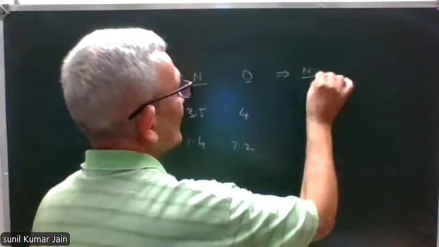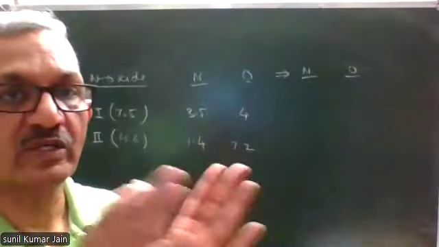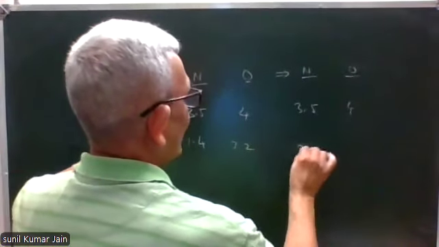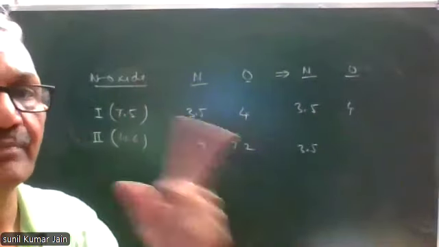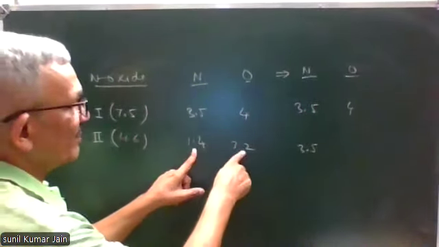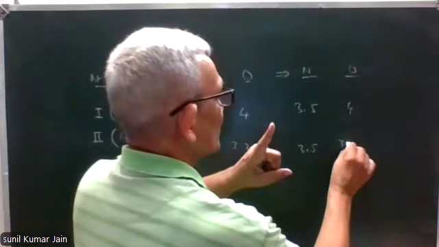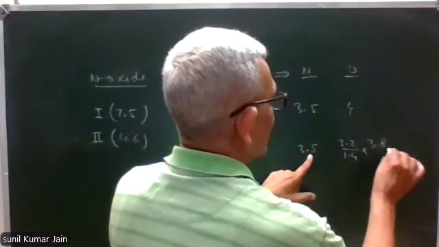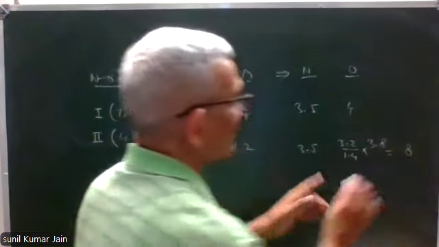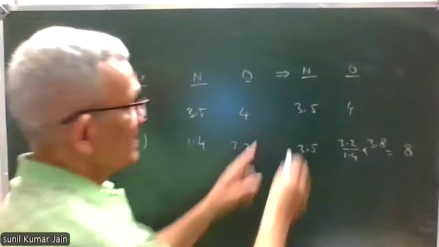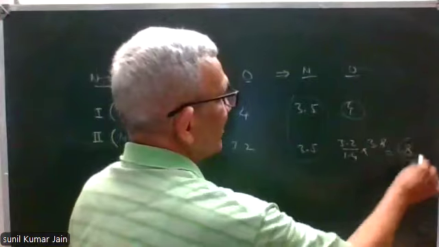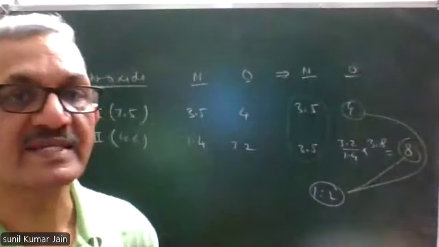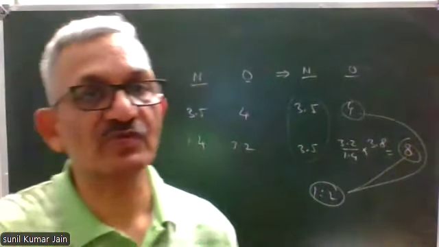Now, I'll fix the quantity of one of the two elements. Let us say I do not change this, I change this one. Simple unitary method. 1.4 combines with 3.2. 1 combines with 3.2 divided by 1.4. And 3.5 combines with how much? When you calculate, this will come out to 8. Same mass of nitrogen combines with different masses of oxygen. And the ratio of these masses is a simple whole number ratio. And therefore, this proves the law.